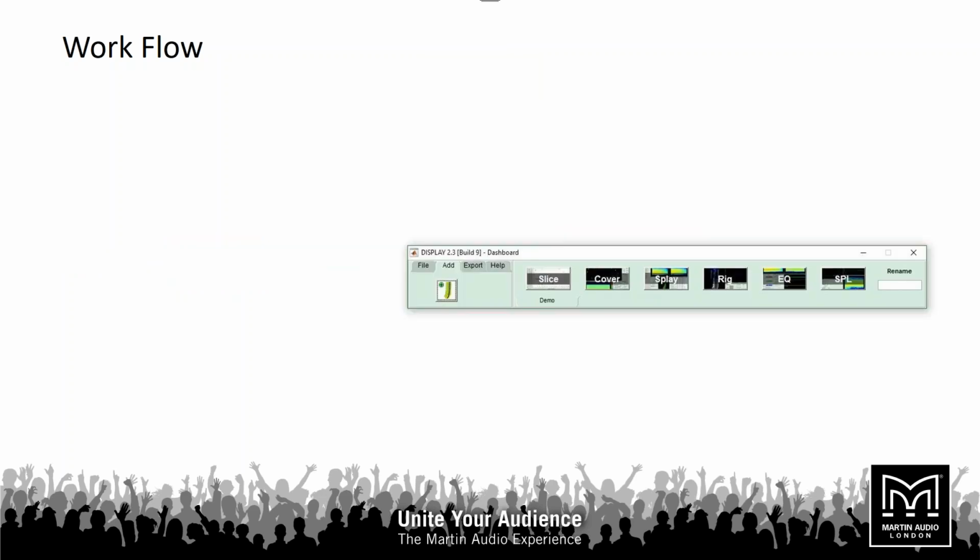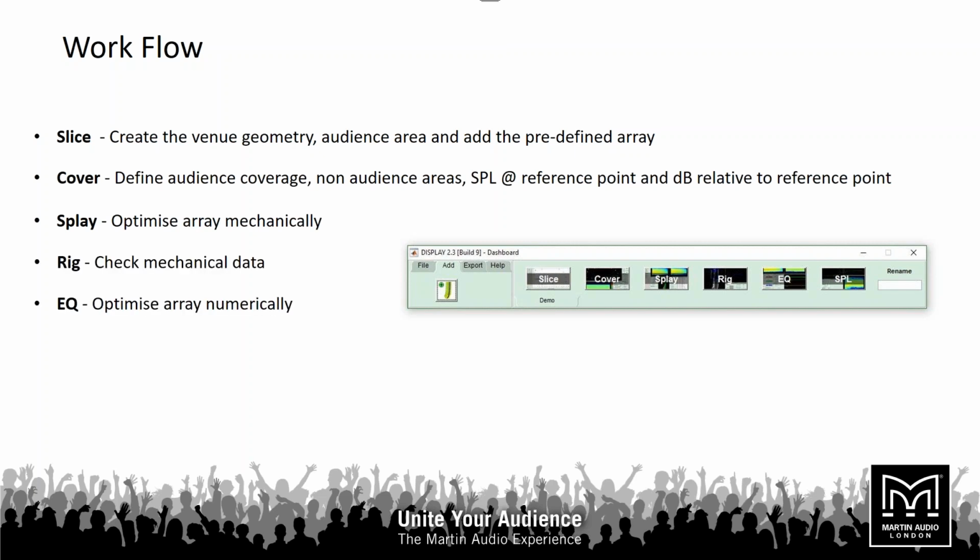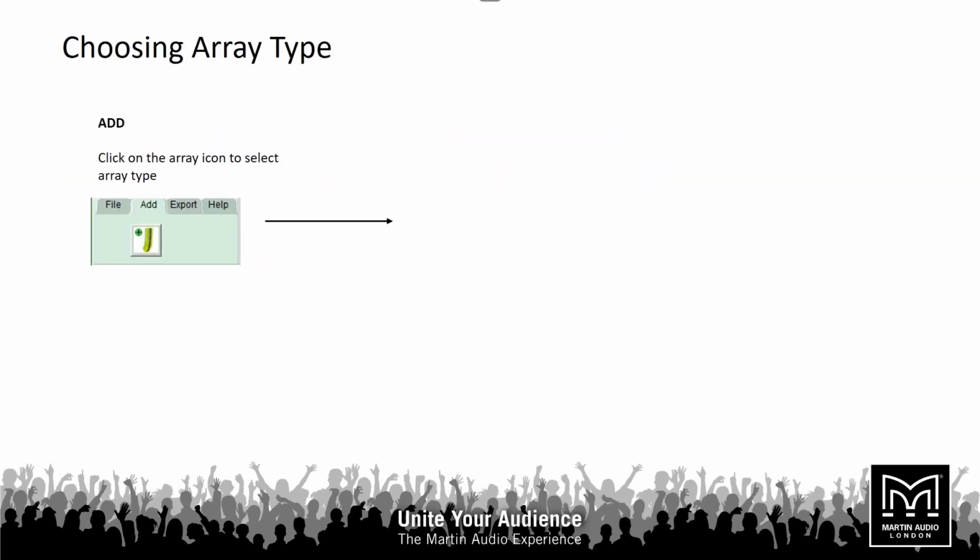So the workflow. When we first open up Display, we get this dashboard. Along the top, we add arrays, we have basic filing parameters, we can export, and we have a help window. Next to that, we have 6 tabs, the first being a slice where we create the venue geometry, audience area, and the predefined array. Next, we define the audience coverage, non-audience areas, SPL reference point, and dB relative to the reference point. We then optimize the array mechanically. We then check the mechanical data of the array. We optimize the array numerically, and then we check the results. And then we can export to ViewNet, which is our proprietary control software for our systems, or we can export modeling data.